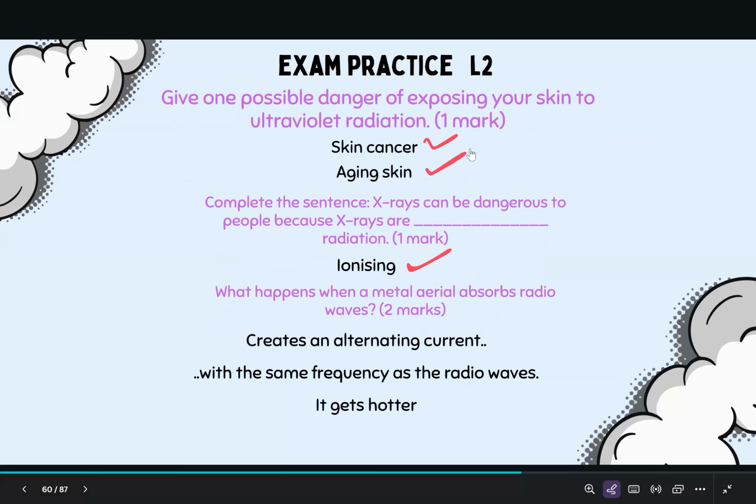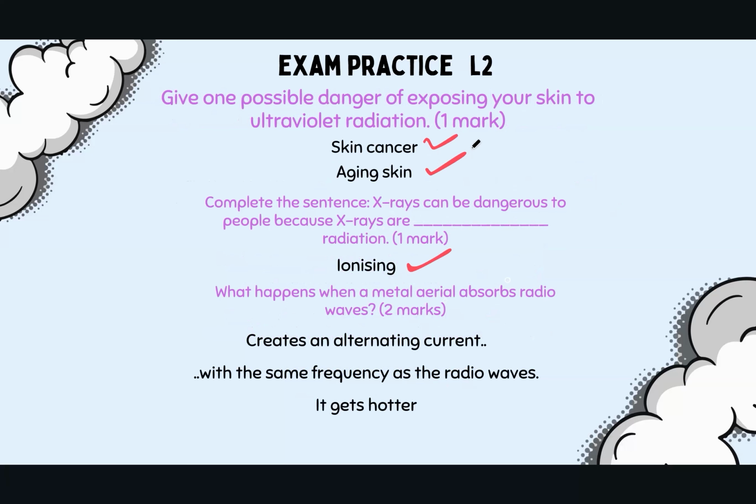What happens when a metal aerial absorbs radio waves? It creates an alternating current with the same frequency as the radio waves. Also, it gets hotter because you've got more oscillations occurring. You have an increase in resistance.